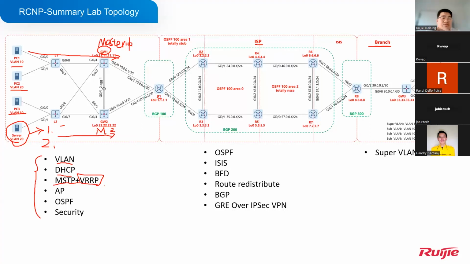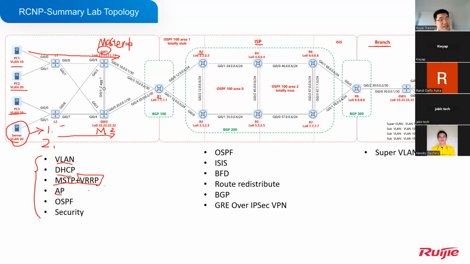Okay, and let's go on. As we said that MSTP and VRP are the protocols to make the network have some redundant devices, redundant links, right? And redundancy in the network represents high reliability, right? Okay. Next is the AP.